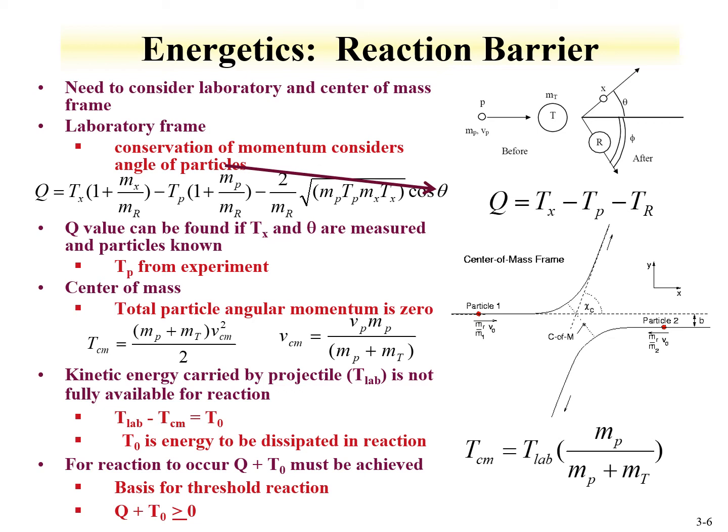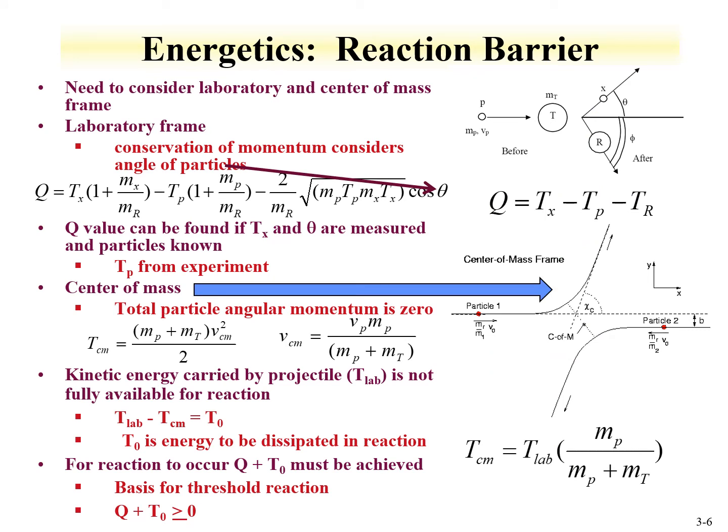So if I look at this equation up here, I see that I have certain terms where the Q value is a function of different kinetic energies. This equation here relates these kinetic energies to values that can be measured, masses, and something that's known from the experiment, such as the initial kinetic energy of the particle. So if one can measure the angle and the particle kinetic energy, one can find the Q value of the reaction.